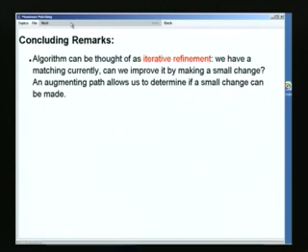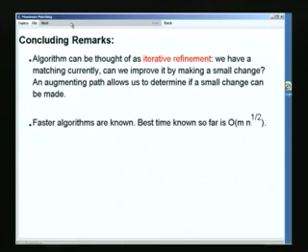So let me make a few concluding remarks. We can actually think of this algorithm as an iterative refinement procedure. What does that mean? We have a matching currently, and then can we improve it by making a small change? An augmenting path essentially allowed us to determine if a small change can be made. This is not the fastest algorithm. In fact, an m root n algorithm is known, not just mn.